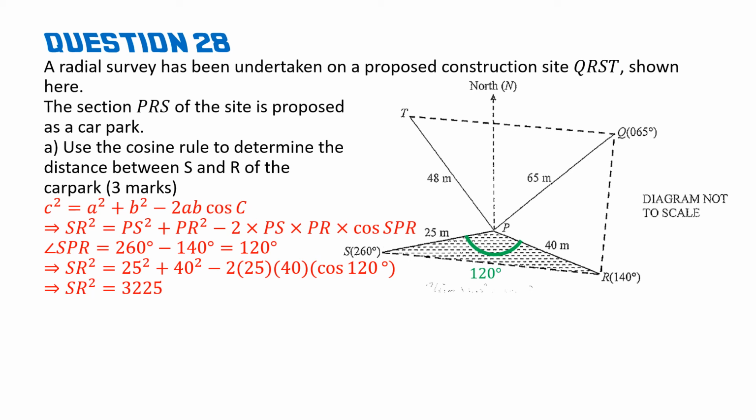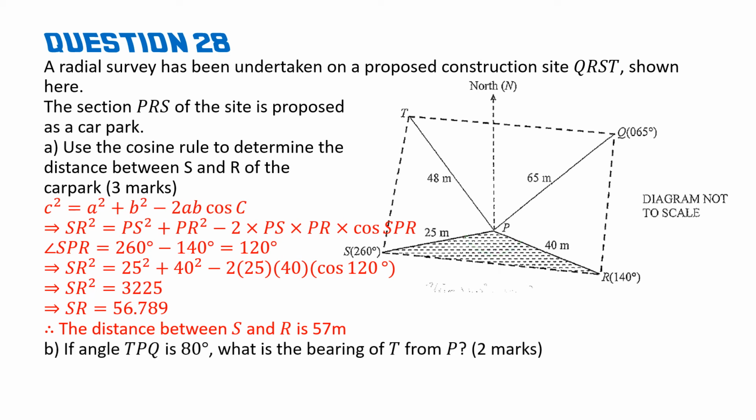We don't want SR squared, we just want SR. So we're going to take the square root of both sides, and that tells me that the length from S to R on my shaded triangle is 56.789. Well, that's almost 57, so let's just round it to 57. So we can say that the distance between S and R is 57 meters. All of our units are in meters here, so we can round that to 57 meters. That was part A.